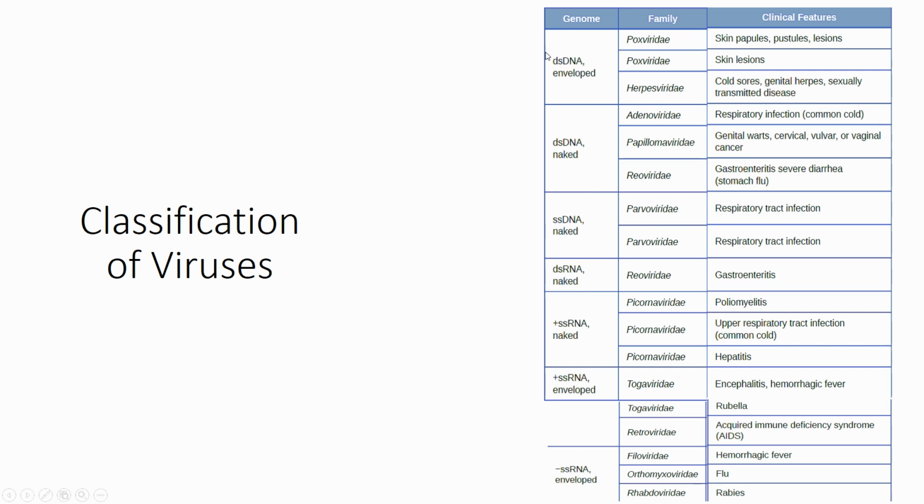So what these represent, DS is double-stranded DNA. So you can have a group of double-stranded DNA viruses that are enveloped, or you can have double-stranded DNA viruses that are naked. You can have single-stranded DNA viruses. You can have double-stranded RNA viruses, or two different types of single-stranded RNA viruses.